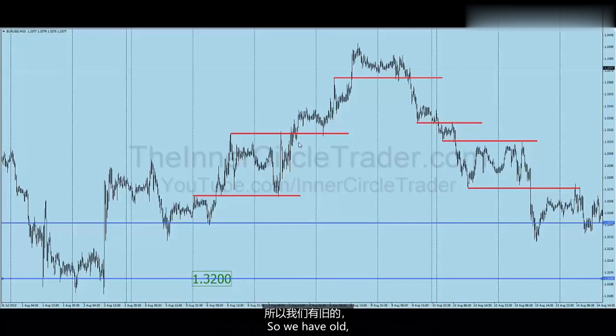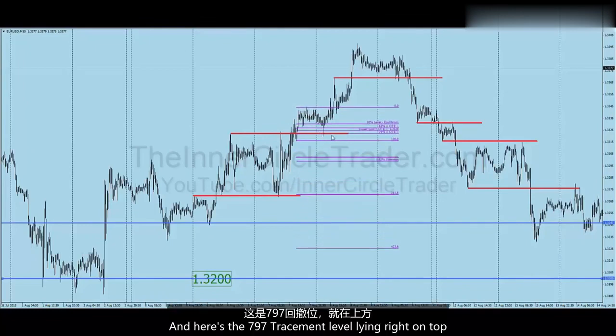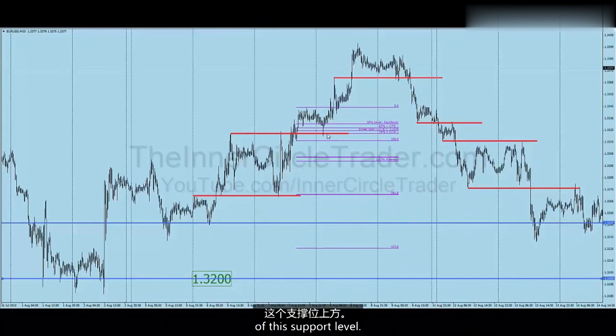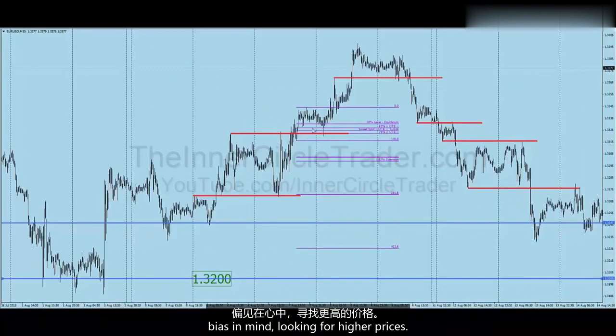Okay, so we have a low here, which is old highs here on Tuesday. So these are all lower level support levels that are now dynamic. So this level is good, but you can fine tune it also. But more importantly, as price trades back down to this level here, I'm going to show you. This is the high and the low, and here's the 79% retracement level lying right on top of this support level. So we have real support resistance with overlapping Fibonacci, 79% retracement level with a directional bias in mind, looking for higher prices.